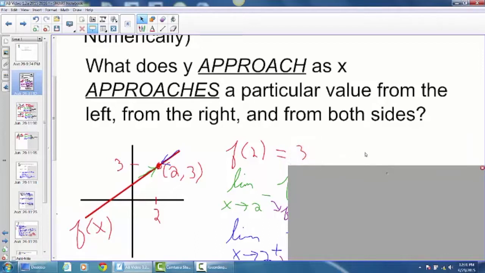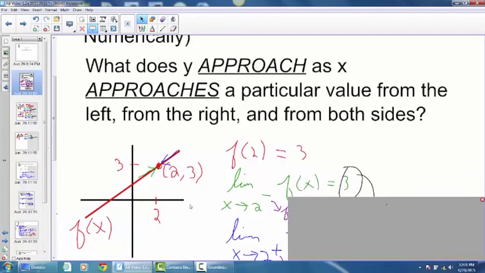Now, however, we're not really interested in what happens at 2. We're interested in what happens as x approaches 2. So we're going to look from the left side. If you're on the left side of 2 and you were a little bug crawling along this curve, approaching x equals 2 from the left, you'd notice that you are indeed approaching a height of 3, getting closer and closer to a height of 3. Same thing happens as I approach 2 from the right side on this function. The limit as x approaches 2 from the right is also equal to 3.